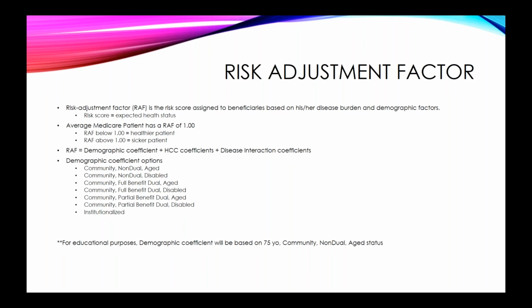For the demographic coefficient, there are several ways it can be adjusted. You can be community living, so a person who lives within the community. Non-dual means that you are not eligible for both Medicare and Medicaid, and aged or disabled tells us how you got into Medicare. You either aged in or you were disabled and able to get into Medicare. These all have different coefficients assigned to them. When we calculate a RAF here in just a second, we are going to use the demographic coefficient for a 75-year-old community-based non-dual aged status.